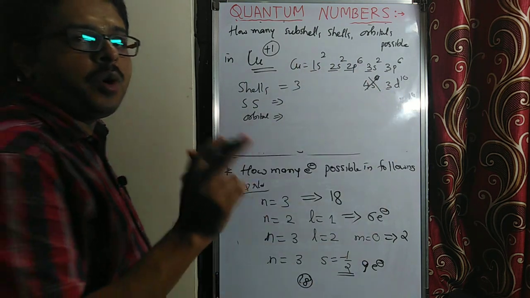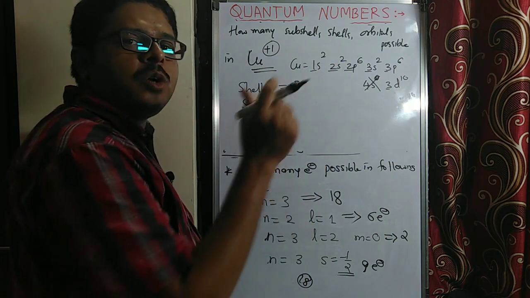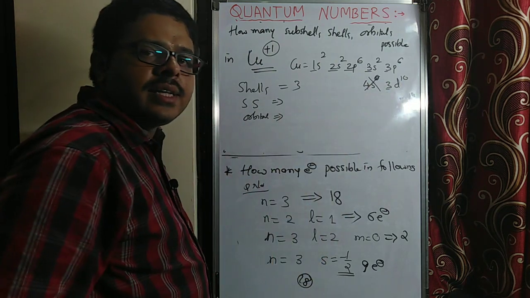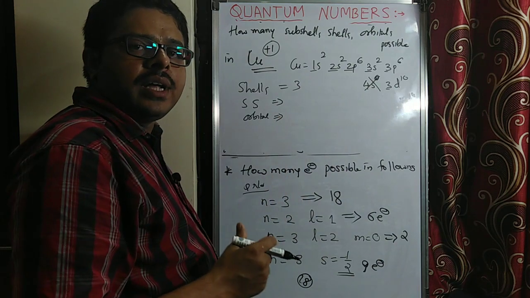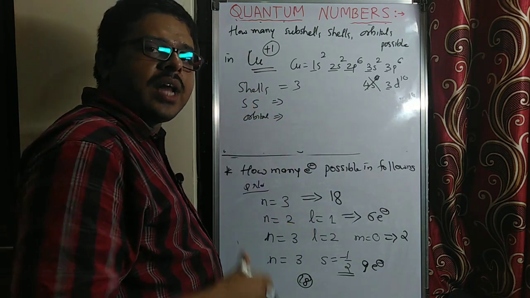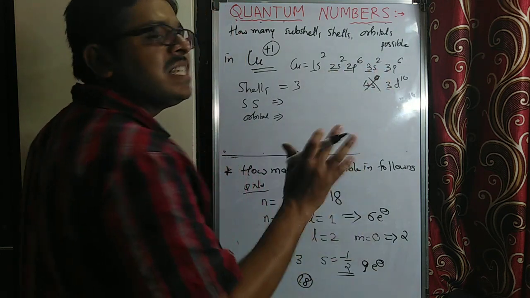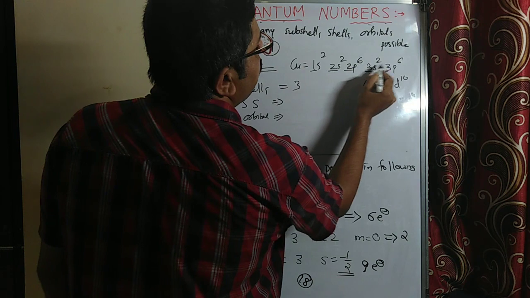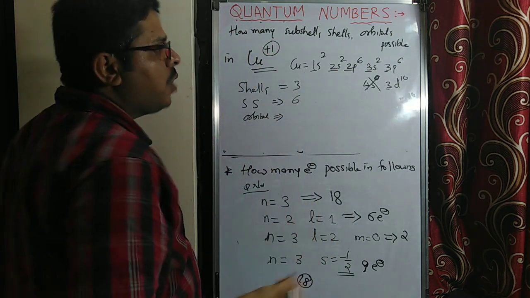If you want to write the orbital configuration, how will it be? 1s2, 2s2, no problem, but 2p6 you have to write as 2px2, 2py2, 2pz2. 3d you have to write as 3dxy2, 3dyz2, 3dzx2, 3d(x2-y2)2, 3dz2 squared, like that. So remember, whatever you have written here is the subshell configuration. Hence, shells equal 3. Subshells: 1, 2, 3, 4, 5, 6. Very easy to calculate. So 6.